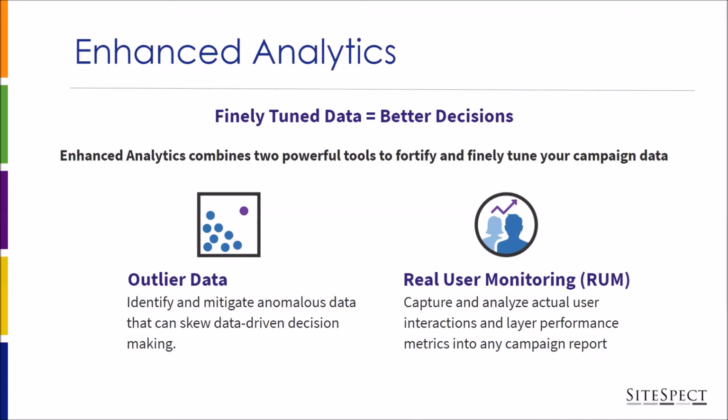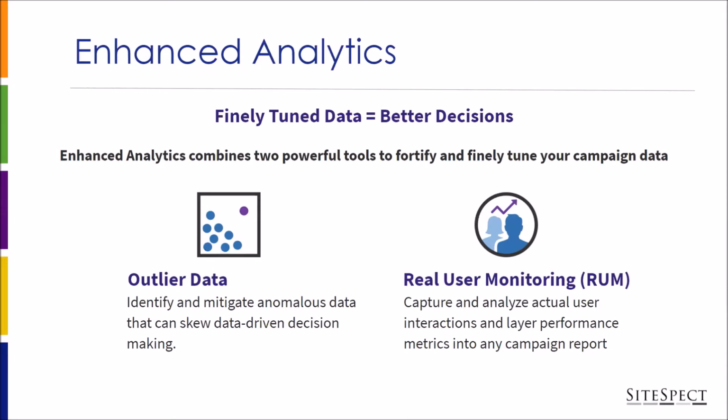Our Outlier Data feature, new as of May 1st, 2020, automatically identifies and normalizes anomalous data points so they don't skew results. Our Real User Monitoring, or RUM solution, which has been available in the past as a site-wide feature, is now also offered at the campaign level.